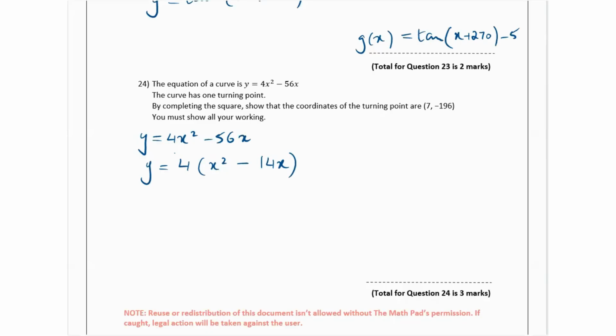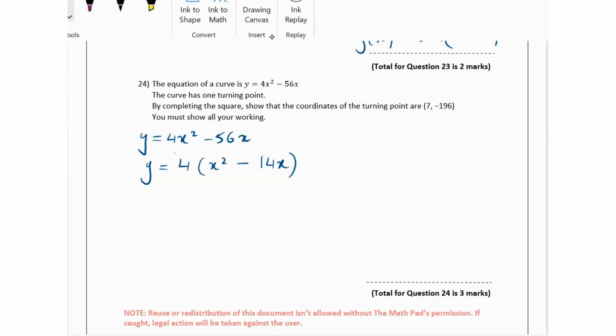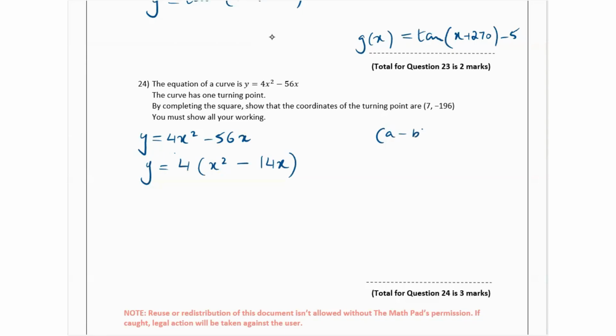Now we have to complete this square. A completed square basically looks like (a minus b) whole square or (a plus b) whole square, depending on what the sign is over here. Since it's x squared minus 14x, we're looking at (a minus b) whole square. (a minus b) whole square expands to a squared minus 2ab plus b squared. If we compare our x squared minus 14x with this, we can see that our a value is x, but we don't know what b is. That's what we're trying to figure out to complete this square.